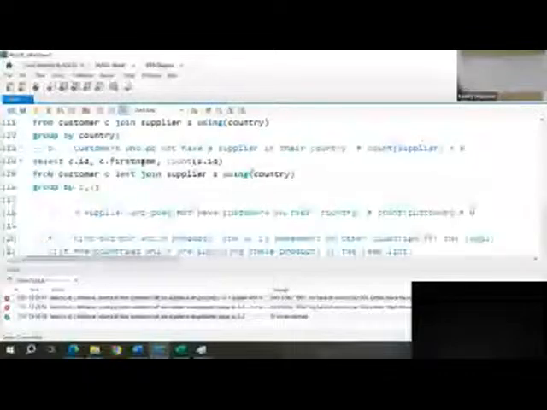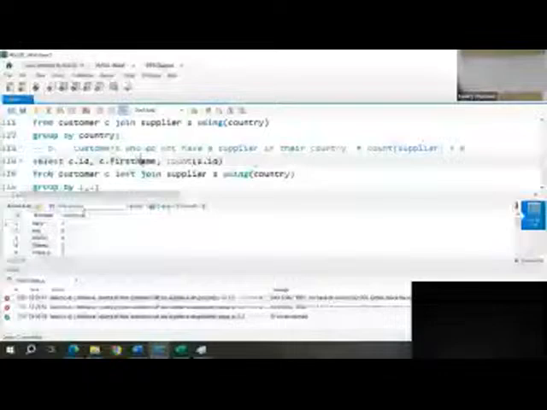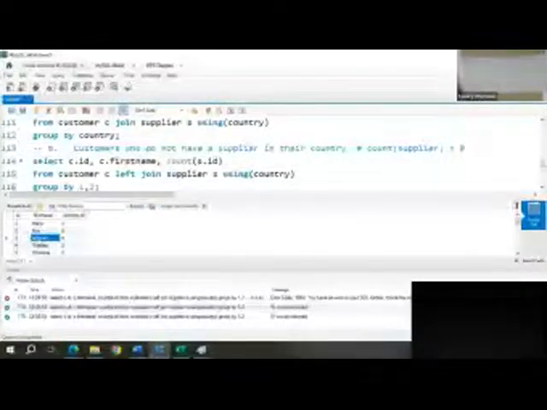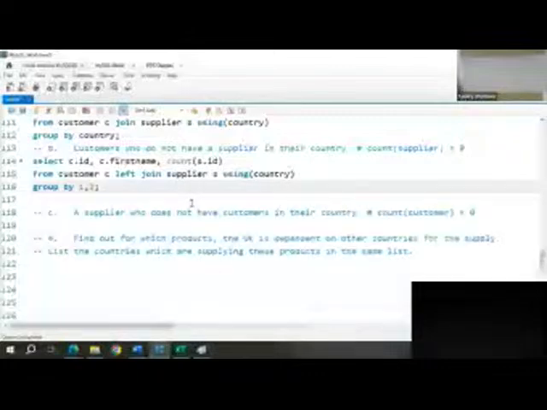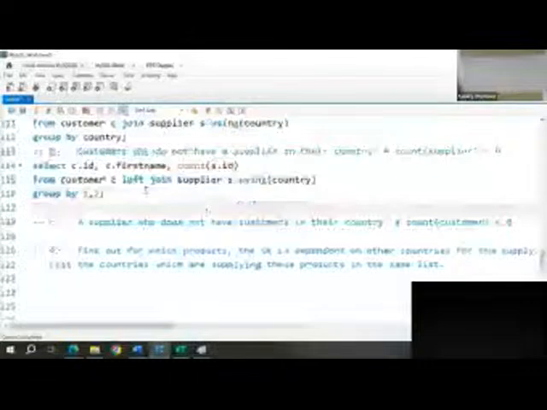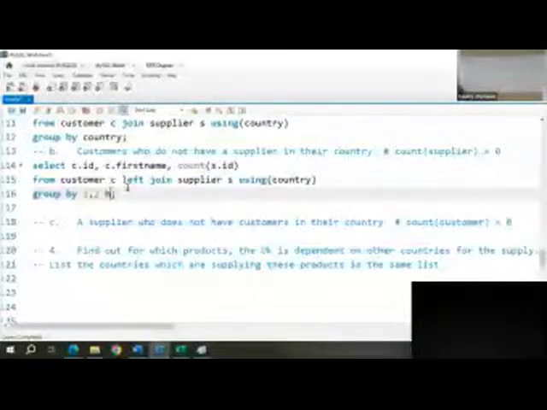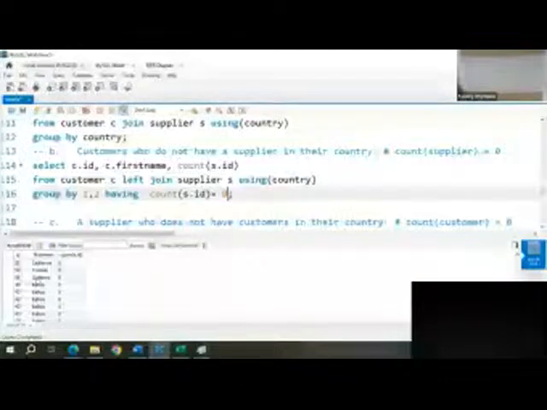Okay, so you can see I'm getting the count of suppliers. So what are all the answers here? Anna, Antonio, these are the answers, right? These customers have no suppliers in their country. So basically just add HAVING count of suppliers equal to 0. So these are all the customers who have no suppliers in their own country.